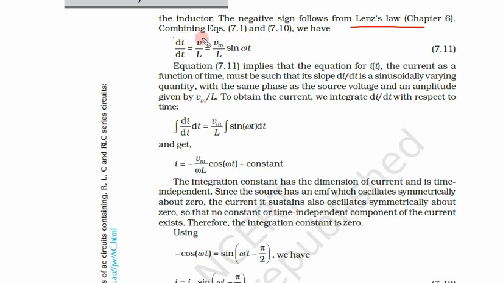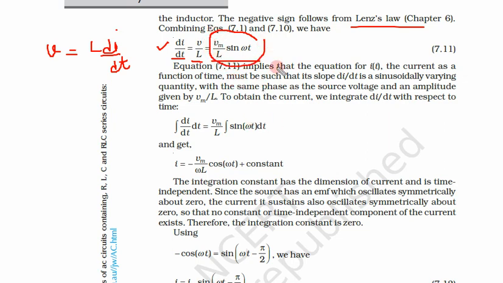Now what do we have here? This was our equation: V minus L di upon dt. From this, let us put the equality V is equal to L di upon dt. Now di upon dt is equal to V by L, and the value of V is Vm sin omega t, so di upon dt is Vm sin omega t upon L. This is the equation that we get.